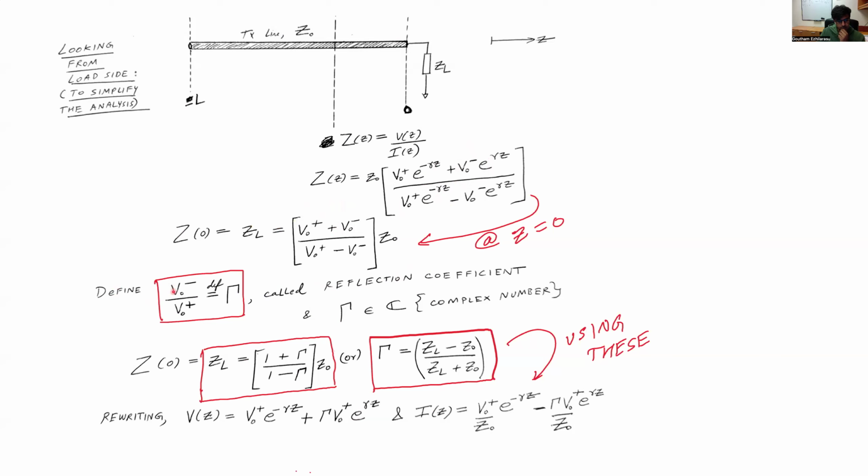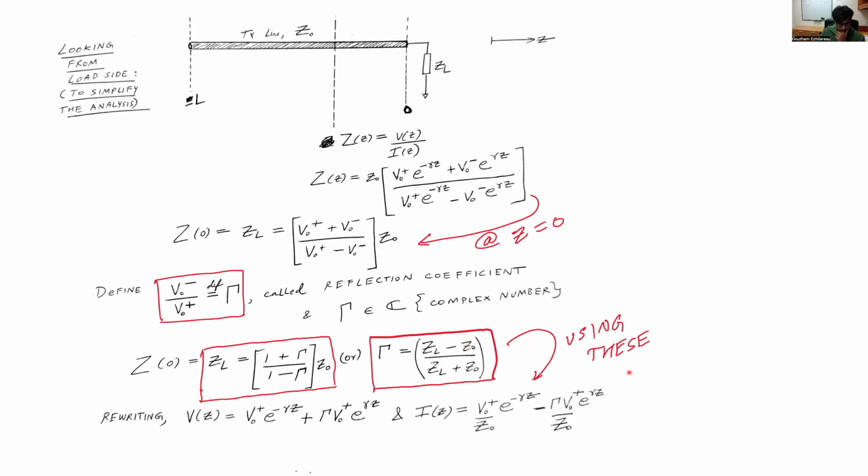And now let us define V naught minus by V naught plus, which is the amplitude of the backward traveling voltage wave to the amplitude of the forward traveling voltage wave, as some complex constant gamma, which is also known as the reflection coefficient. If we define V naught minus by V naught plus as gamma, then Z of 0, the impedance at location 0, which is equal to ZL, is going to be 1 plus gamma by 1 minus gamma times Z naught. Or if I write gamma in terms of Z naught and ZL, gamma is going to be ZL minus Z naught by ZL plus Z naught.